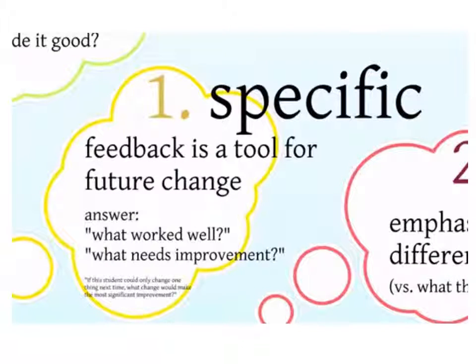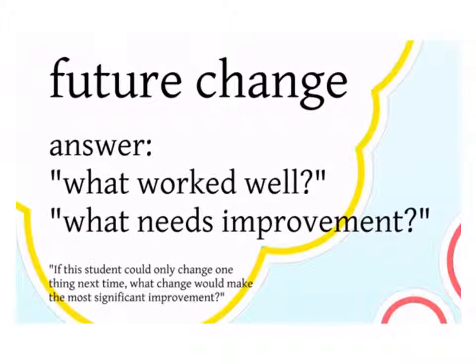So when we talk about making sure that feedback's specific, we mean that you've got to make sure that it's linked to specific actions or behaviours that you've observed. To help you stay focused on making sure that the feedback's specific, you can use these 2 questions. So what worked well and what needs improvement? And that's the core of what you really want to provide from feedback.